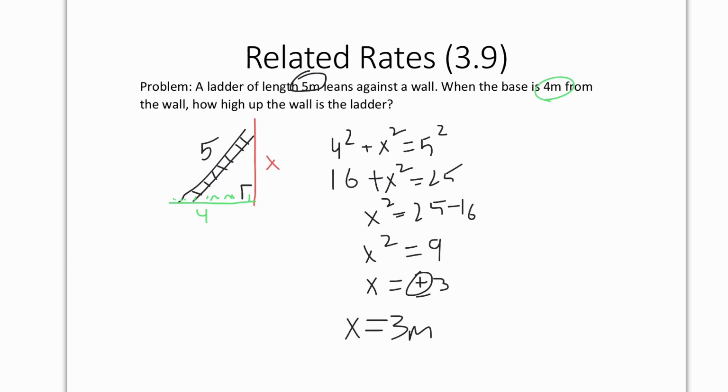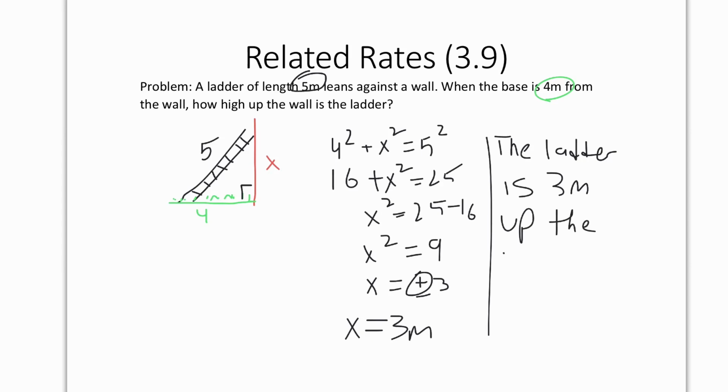And like all good word problems, we should answer in a sentence: how high up the wall is the ladder? So the ladder is 3 meters up the wall. So there we go. That's our solution to the word problem. Hopefully you came up with something like that.